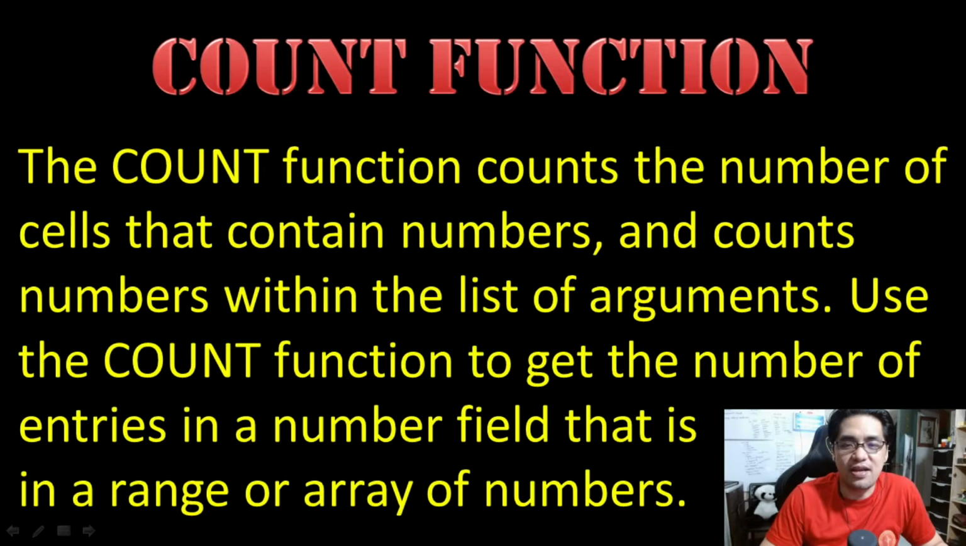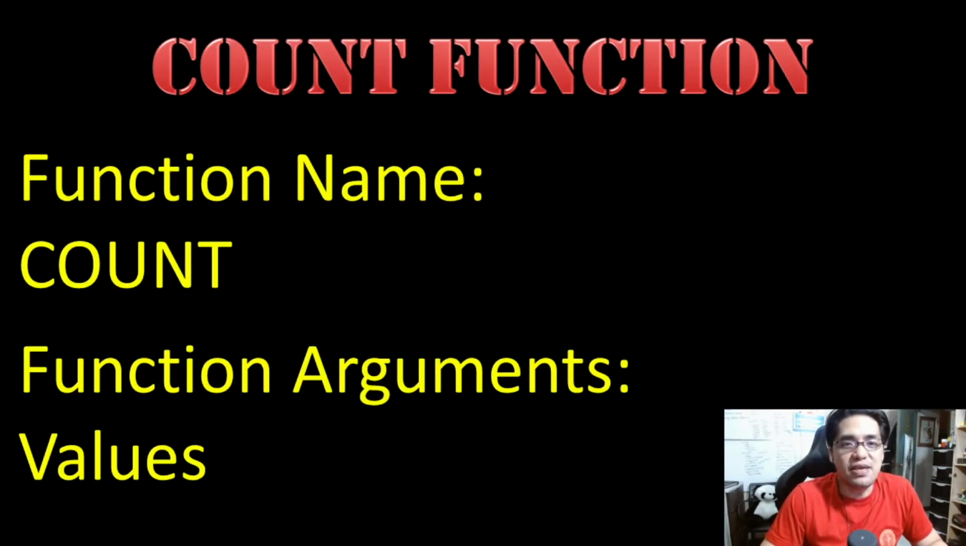First, let's start with the count function. The count function counts the number of cells that contain numbers and counts numbers within the list of arguments. Use the count function to get the number of entries in a number field that is in a range or array of numbers. For the count function, the function name is count and the function arguments are values.